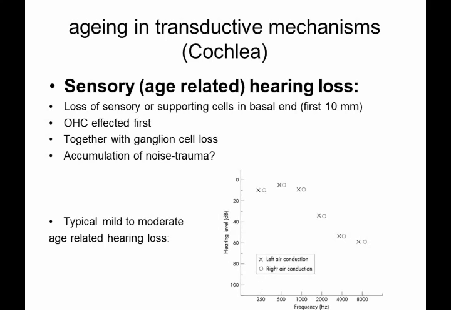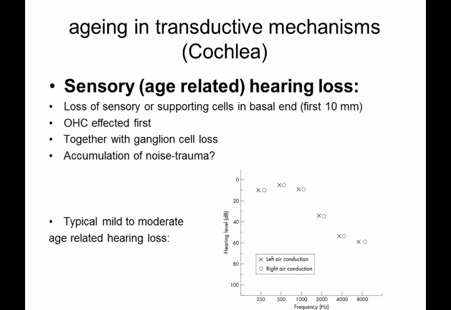Outer hair cells are usually affected first, which results in a widening of the filter. The typical threshold pattern for this is a sloping high-frequency hearing loss, so anything above 2000 Hertz; the first 10 millimeters of the basilar membrane are affected most by that.